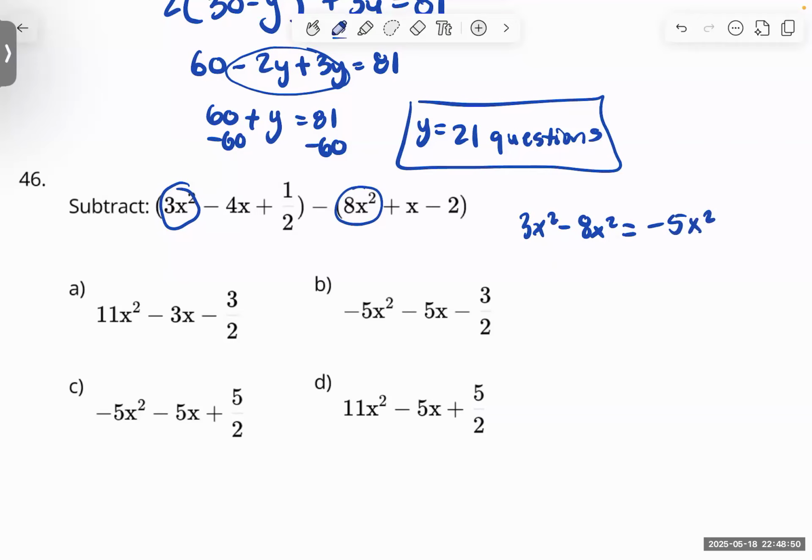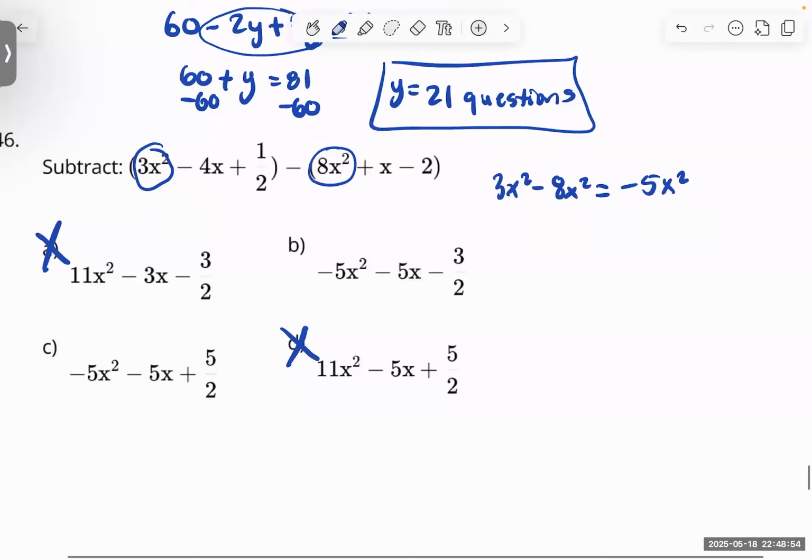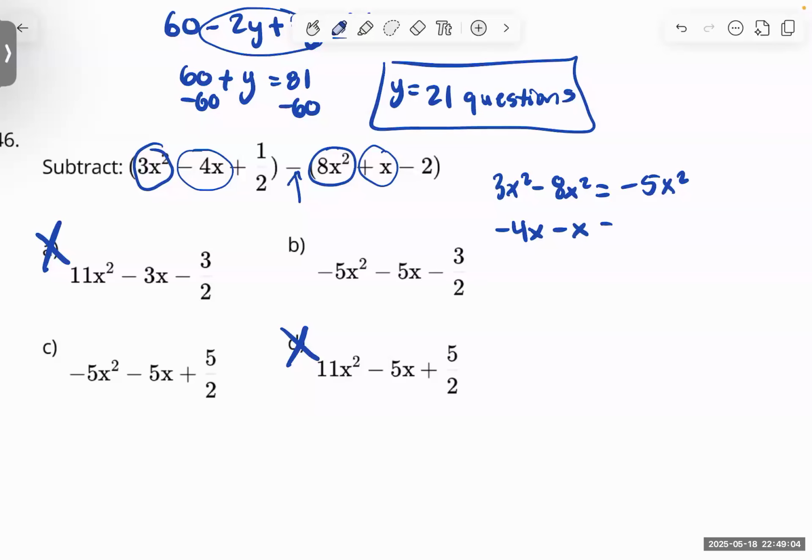All right, that eliminates two answer choices, so I'm halfway there. Next, I have negative 4x minus x. Remember, that minus is key here. So negative 4x minus x equals minus 5x, because negative 4 minus 1. That doesn't eliminate any choices, so that didn't help, but oh well.